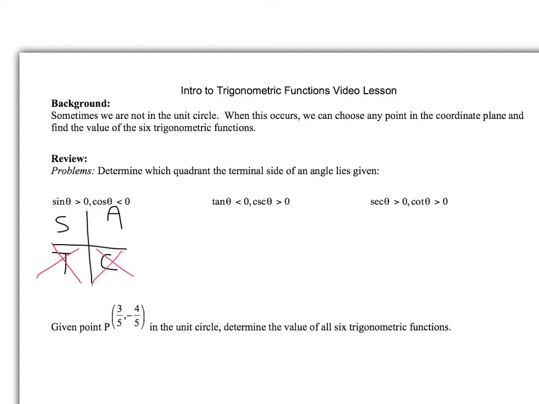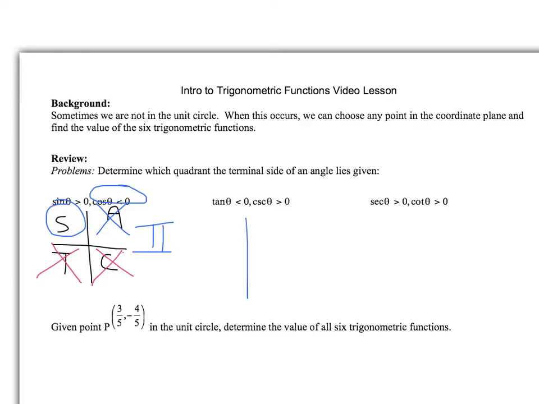Then we move on to the fact that cosine has to be negative. You ask yourself, is cosine negative in A? The answer is no because everything is positive. And is cosine negative in S? The answer is yes because only sine is positive there. So we are in quadrant 2.